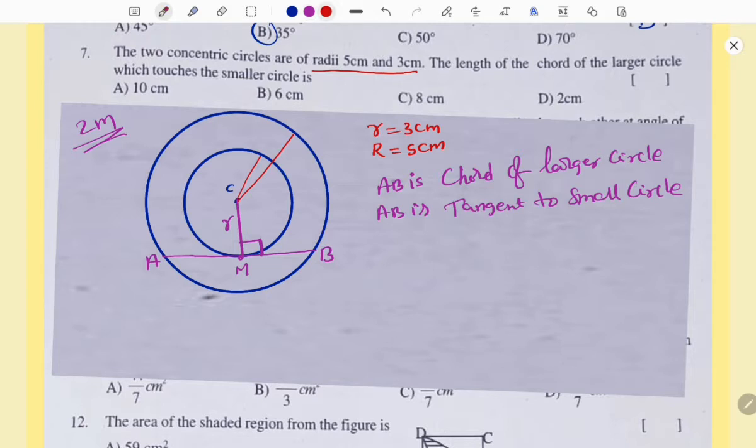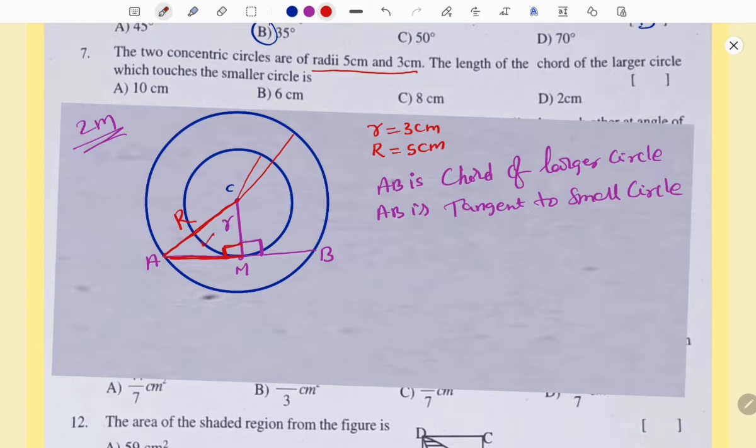Now here I can join CA. What is CA? Here CA is the larger circle radius, the longer radius, capital R. Now what is CM? CM is the small radius. Now you know that this is a right angled triangle. Now you can find out AM by using the Pythagoras theorem.